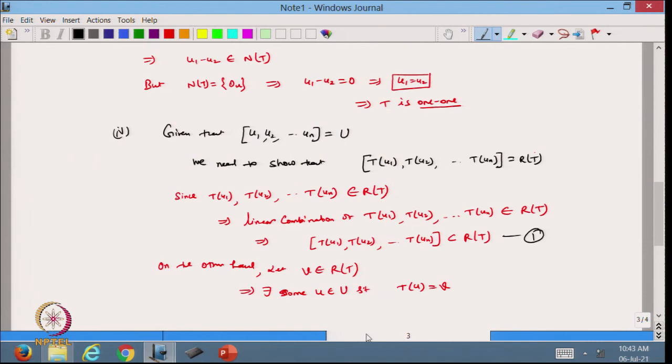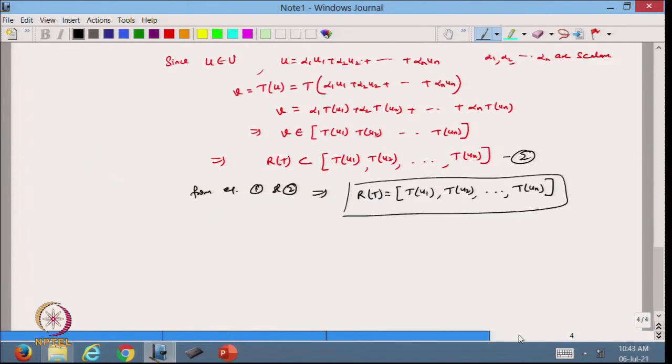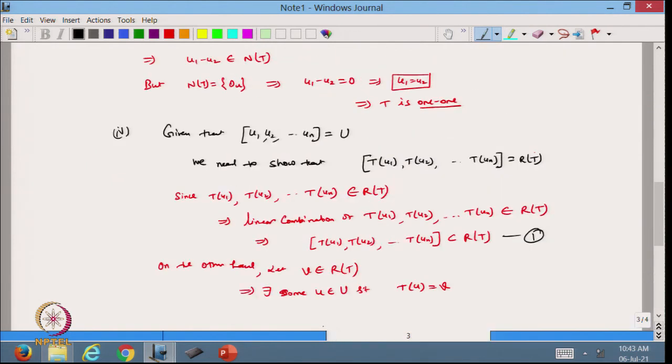Here you just check that it has been given that U1, U2, up to Un span the whole U. It is not given whether they are linearly independent or not. So if I take a set of n vectors which spans U, then the corresponding images of these vectors will span the whole range space R(T). This is the way we are able to show it.